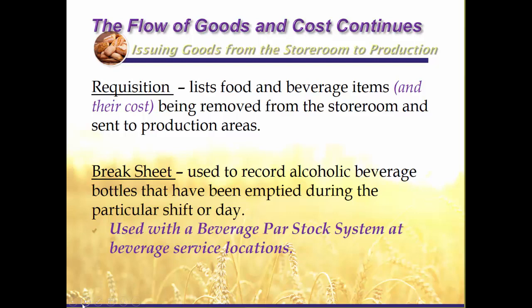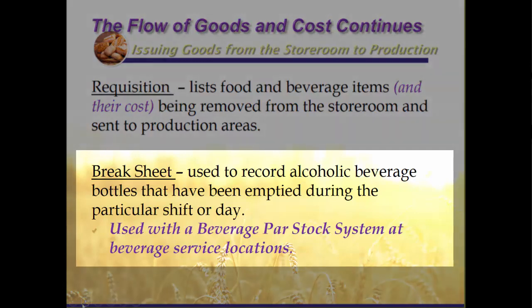When we talk about beverage controls on page 132 to 133, we want to help control the in-process inventories. So empty bottles are not disposed of immediately. They're stored and tallied at the end of the evening and documented on a break sheet. This break sheet lists the types and quantity of beverages consumed and emptied. This is used with the beverage par stock system at beverage service locations to prepare a beverage requisition, which lists beverage items to be sent to the bar location.